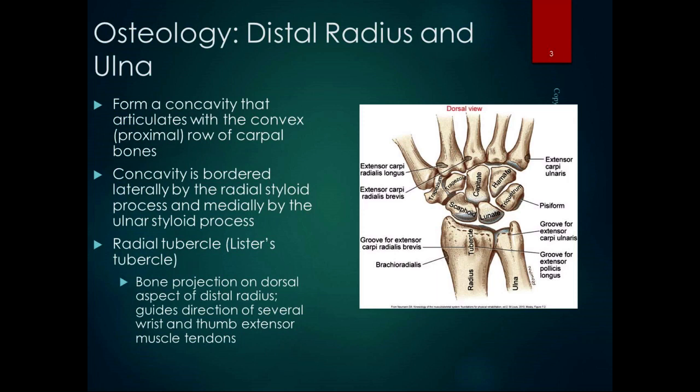It makes it easy. The radial tubercle is also called the dorsal radial tubercle, or Lister's tubercle. And I'm palpating it right now. It's pretty easy to find. It's a bone projection on the dorsal aspect of the distal radius, and it guides the direction of several of the wrist and thumb extensor muscle tendons. So that's an easily palpable bony landmark.